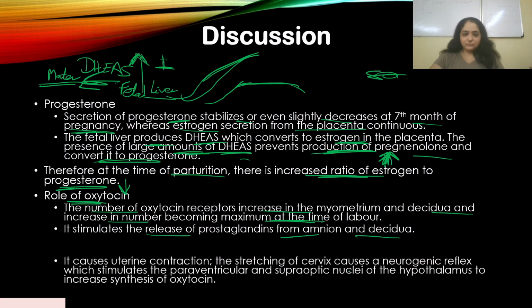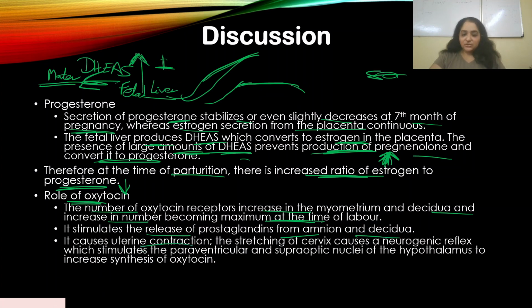Okay, it causes uterine contraction. How? The stretching of the cervix causes a neurogenic reflex which stimulates the paraventricular and supraoptic nuclei of the hypothalamus to increase synthesis of oxytocin. So as the baby is about to come down, the cervix dilates, and this sends a neurogenic reflex signal to the hypothalamus. We need more oxytocin. So more oxytocin is sent, more contraction happens. Okay, more prostaglandins are being produced.